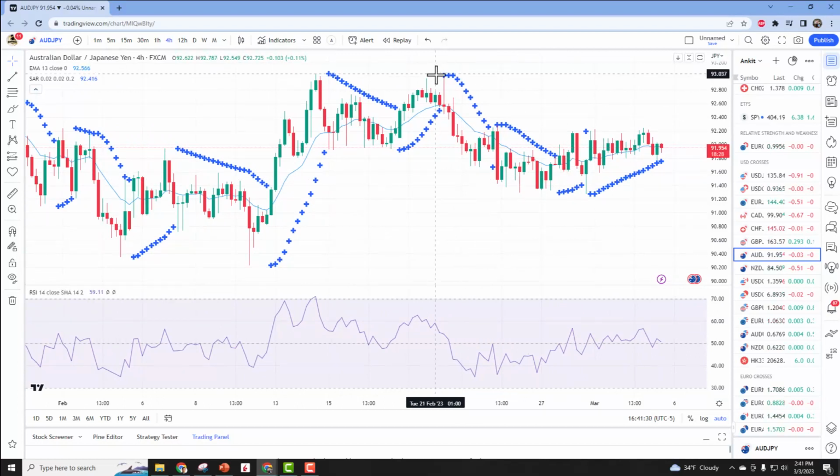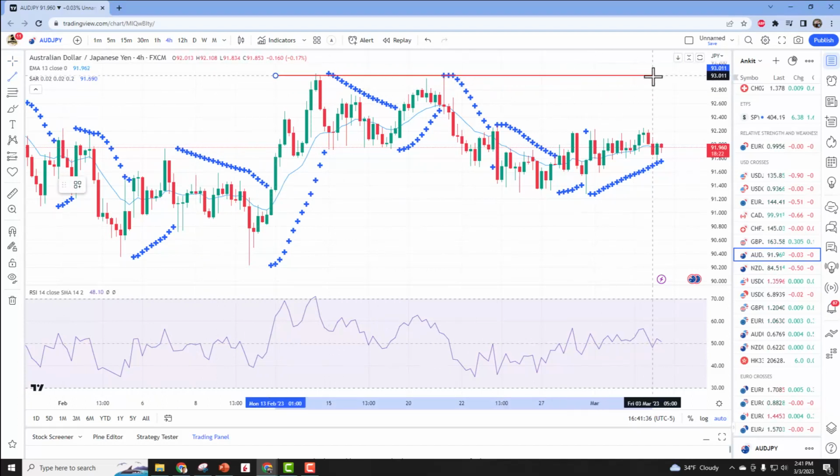I think a breakout above this 93 could possibly be a point. If you did want to be long Aussie off the RBA news, then I think you want to be long Aussie against the yen. But I do not think you want to be in the yen when the Bank of Japan announces on Thursday. So you want to wrap this trade up before Thursday.